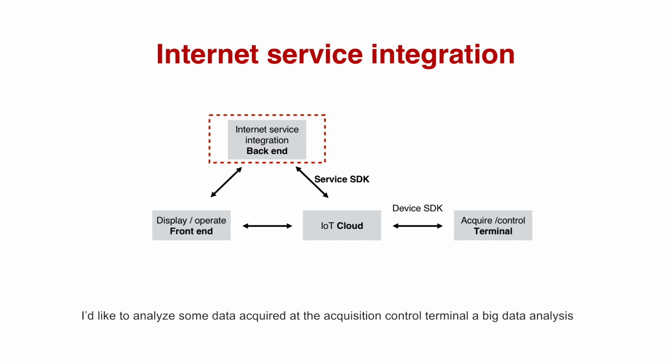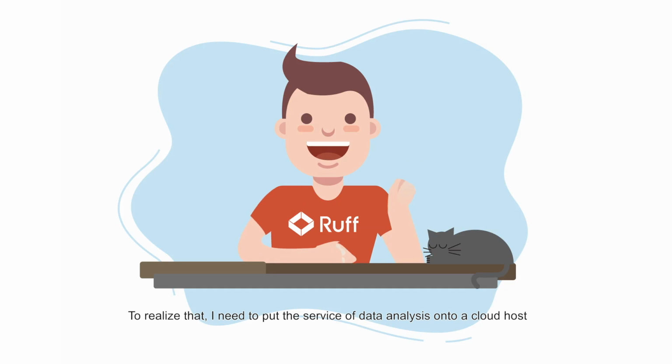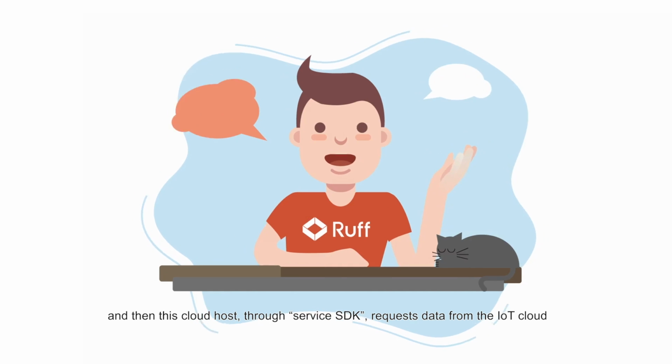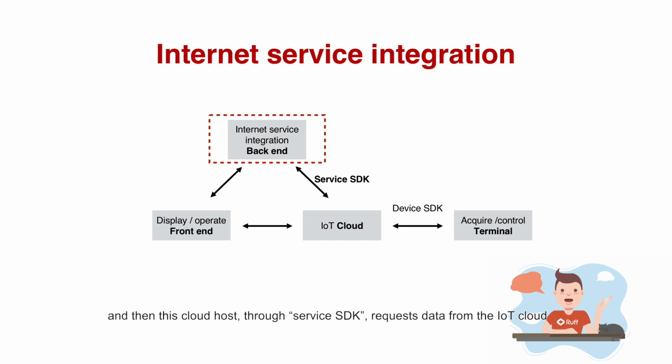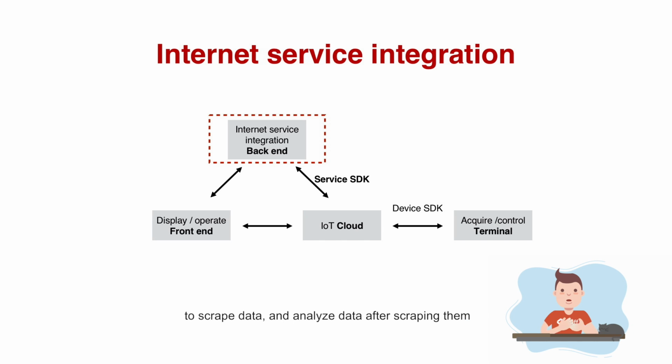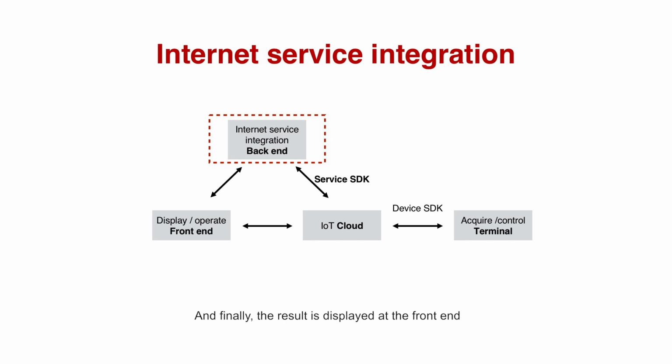I'd like to analyze some data acquired at the Acquisition Control Terminal, a big data analysis, and get a display of the analysis result at the front end. To realize that, I need to put the service of data analysis onto a cloud host. Then this cloud host, through Service SDK, requests data from the IoT cloud, scrapes data, and analyzes the data after scraping them. And finally, the result is displayed at the front end.